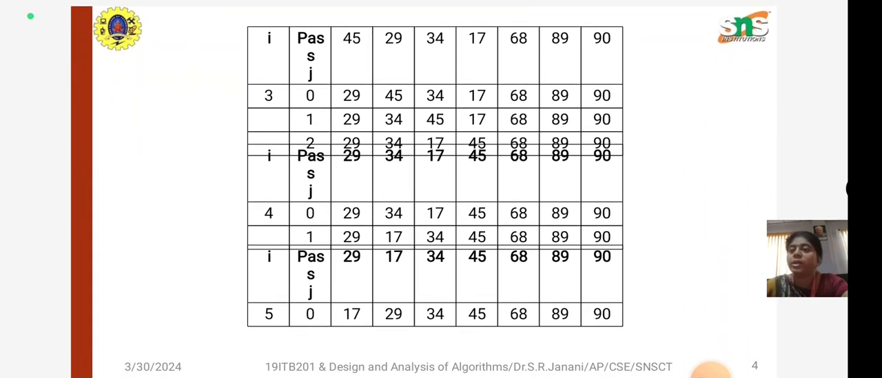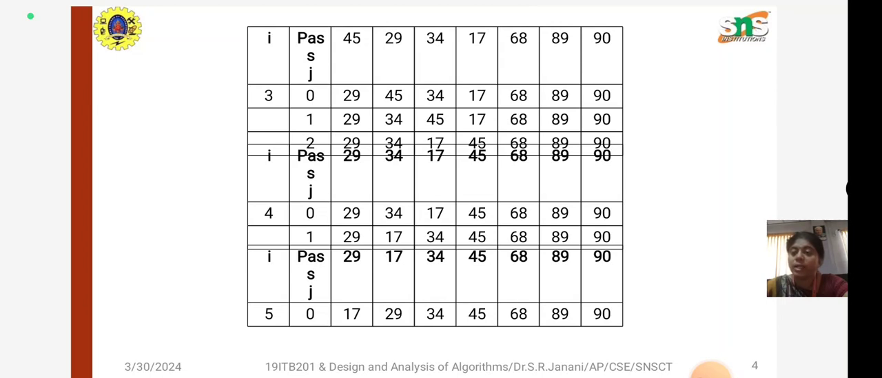In pass 3 of the ith element, we are comparing 29 and 45, it is the same, so we keep it. 34 and 45 are compared, it is swapped. And again 45 and 17 are compared, 17 is swapped, and the remaining elements are not checked because they are already sorted. In the ith pass of the fourth element, we are comparing 29 and 17, and 17 and 29 are compared and swapped.